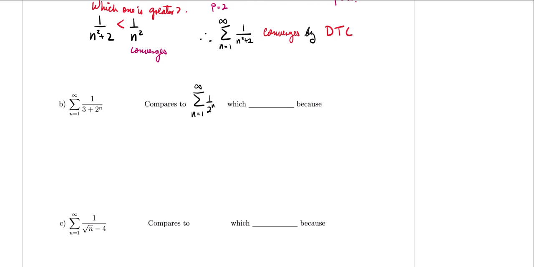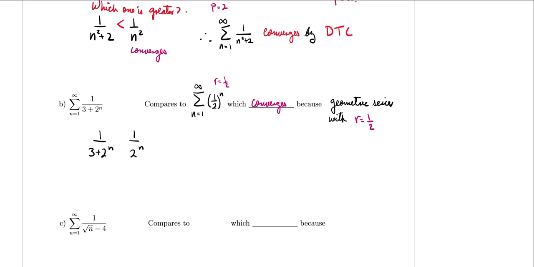Now, as I'm writing this one here, 1 over 2 to the n, you can also think about this one as essentially a geometric series of 1/2 raised to the n. Now, this one here has an r value of 1/2. I'll put here r equals 1/2. So this one here is going to be converging because it is a geometric series with an r value of 1/2. Okay, so we know this one is converging. So let's take a look here and compare our two general terms. We have 1 over 3 plus 2 to the n, and we have 1 over 2 to the n.